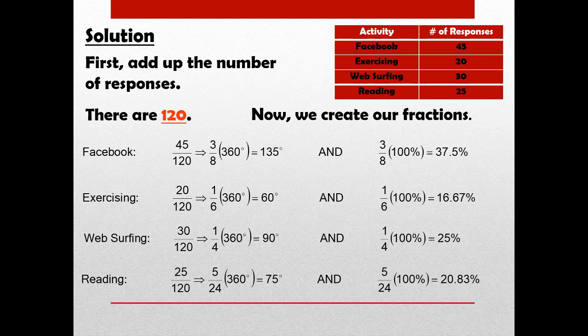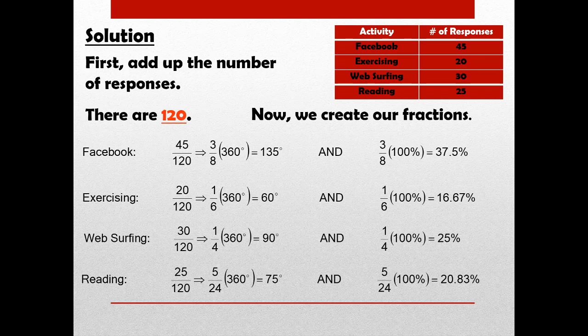What you should notice is that all four of the degree values, 135, 60, 90, and 75, add up to 360 degrees, which is the total number of degrees in a circle, and that the four percent values, 37.5, 16.67, 25, and 20.83, add up to 100%. So that tells us we are doing this correctly.